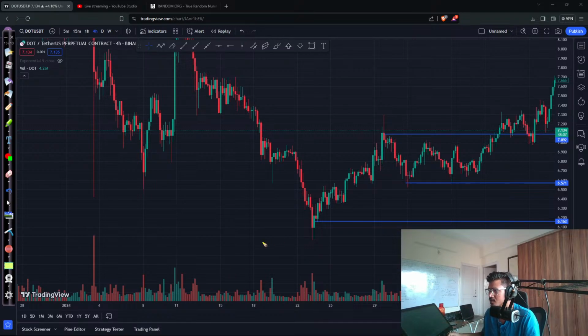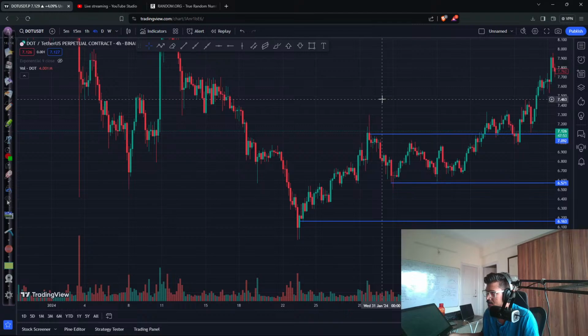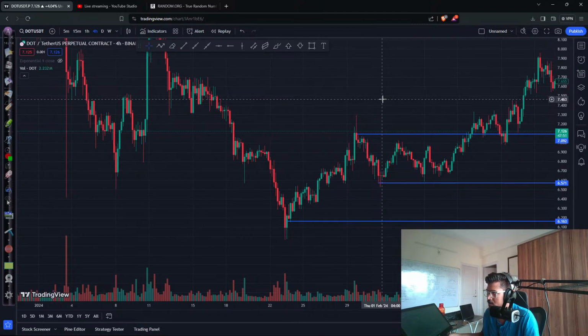This was the Wyckoff methodology. It's very simple. You draw support and resistance, and then you see the tests, and you trade on those tests. I'm going to let it run and see.